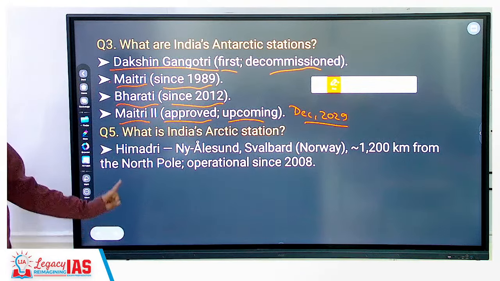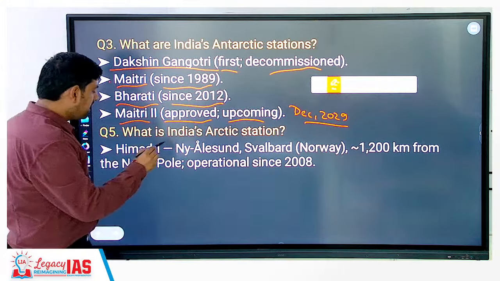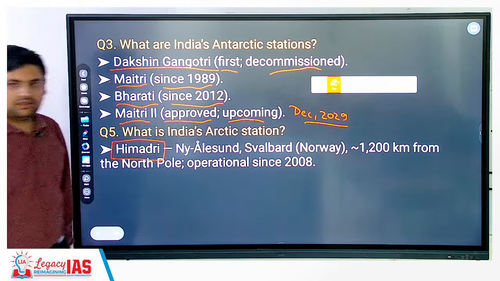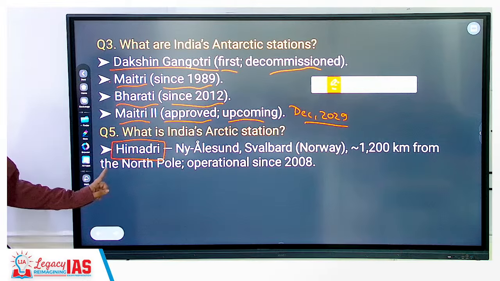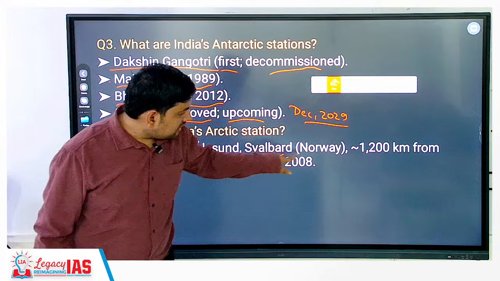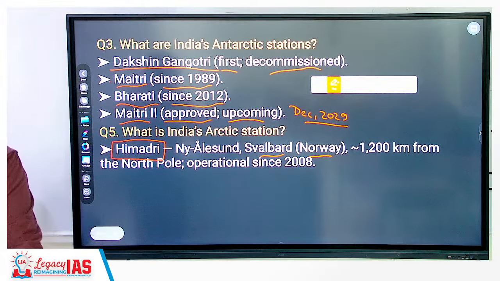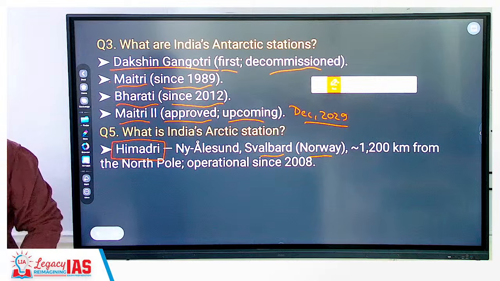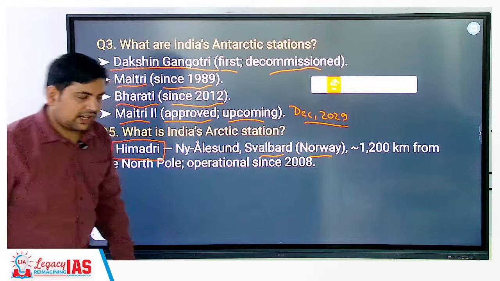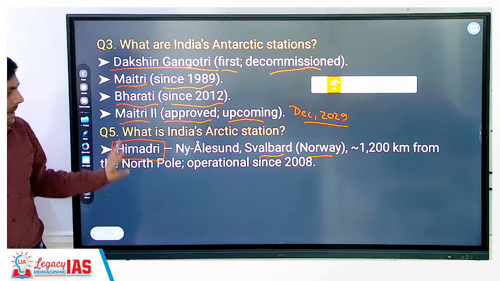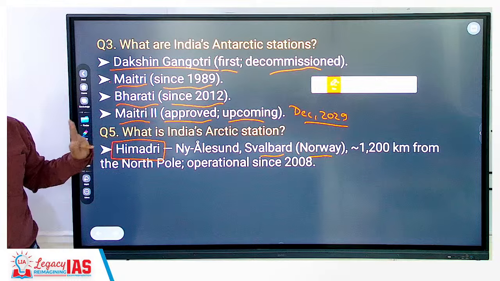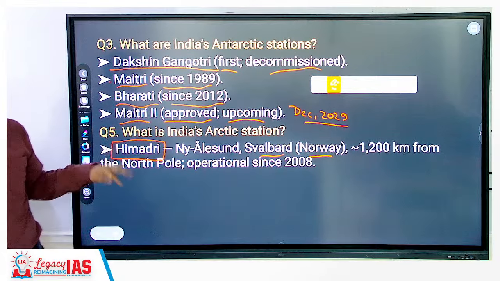Okay, one more thing that you have to remember is there is one Arctic station also called Himadri. Himadri is in Svalbard, Norway. Understood? Now they are all managed by, this you have written, correct?